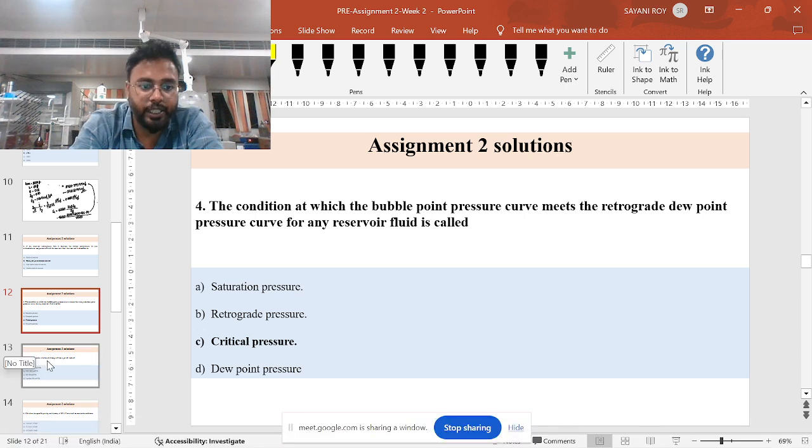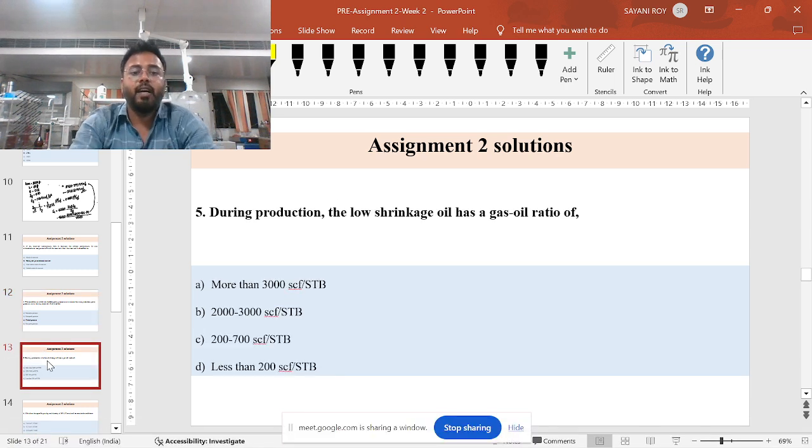Okay, let's go to the next question. Question 5. During production, the low shrinkage oil has a gas oil ratio of option A more than 3000 SCF per STB, option B 2000 to 3000 SCF per STB, option C 200 to 700 SCF per STB, and option D less than 200 SCF per STB.